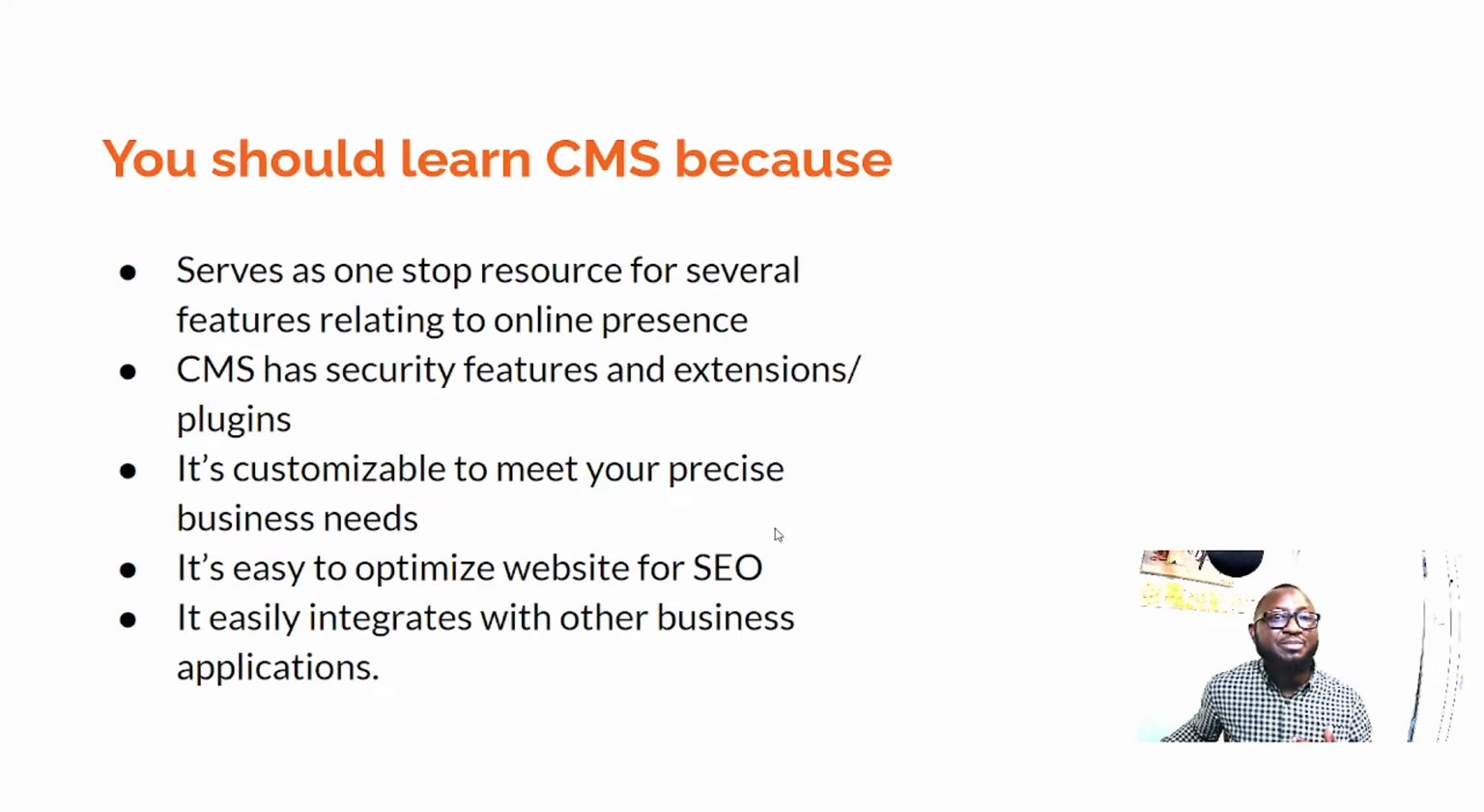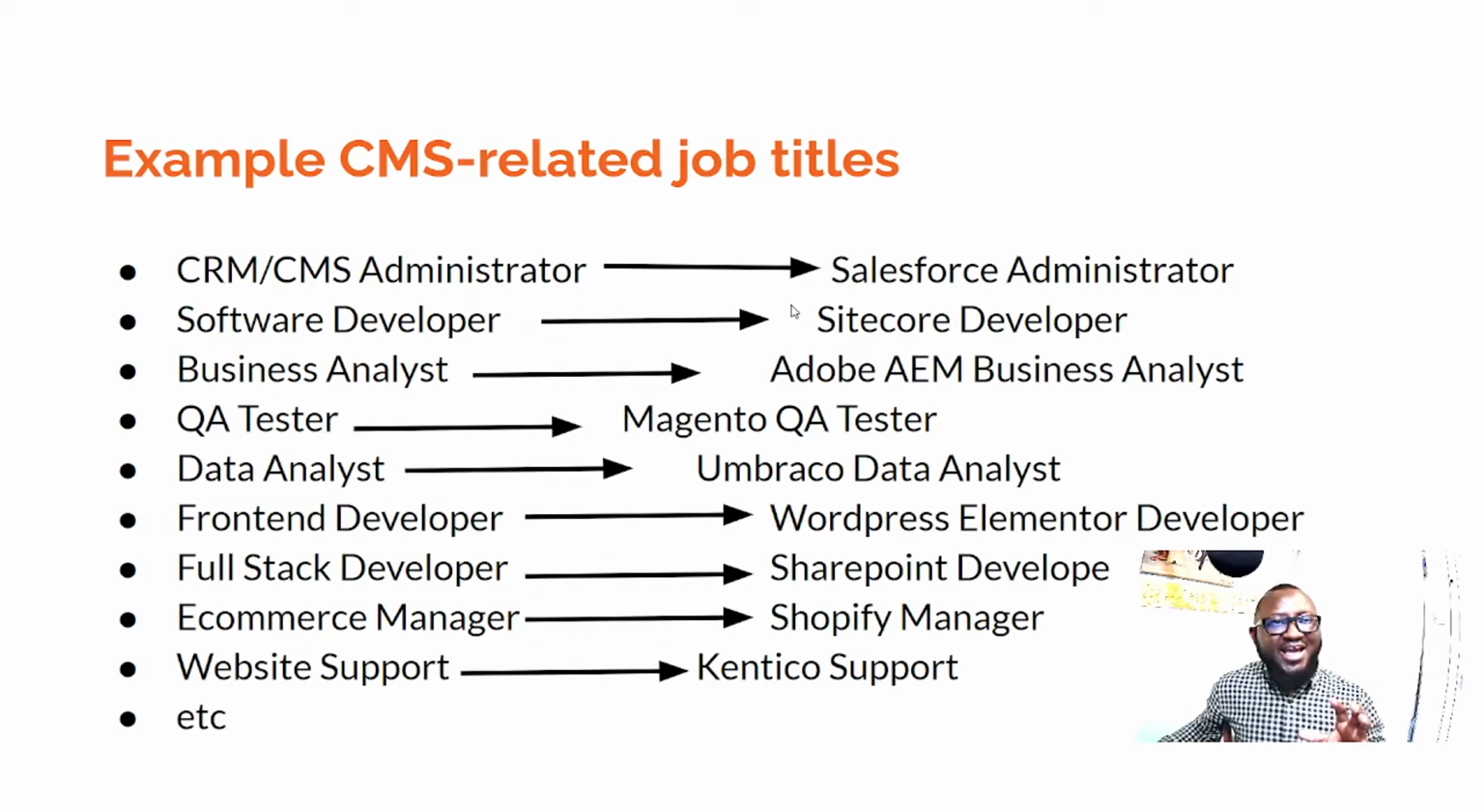It's easy to optimize a website for SEO. I've mentioned that before. This is a very important point here. Easily integrates with other business applications. This is the content management system that we're talking about. They've got all kinds of integrations with other systems within the business, so they are extensive. They can easily adapt to integrations of other systems. So yeah, this is very interesting.